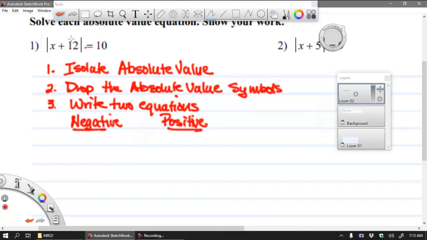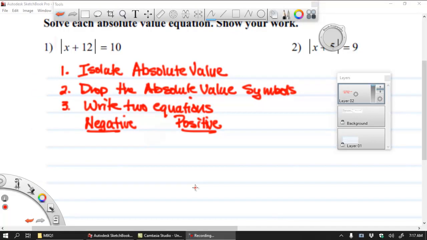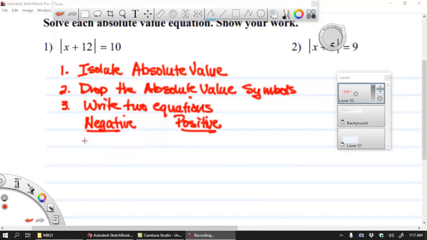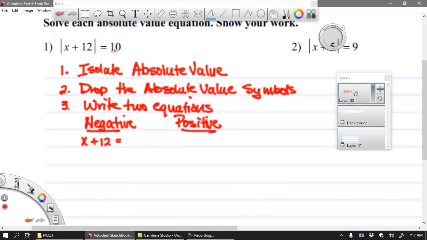So now, it's already isolated. We know the absolute value has to equal 10. We're going to drop the absolute value, and then we're going to write our 2 equations. Okay, so next thing we have to do is write these 2 equations that have to do with the negative side and the positive side, just like we had a -5 and a +5. So we're going to drop the absolute value on this, and I get x plus 12 is equal to 10, but I'm going to change this to a -10, so I take into account the negative side of the absolute value, and then over here I'll have x plus 12 equals a +10.